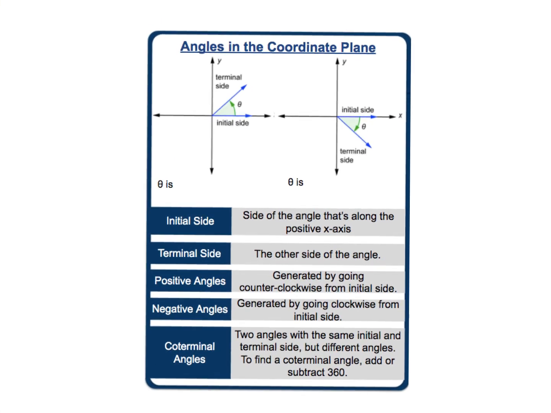The first of which is the initial side. It's the side of the angle that lays along the positive x-axis. It is sort of written in on your pictures here, but it is these red sides here. Those are your initial sides.